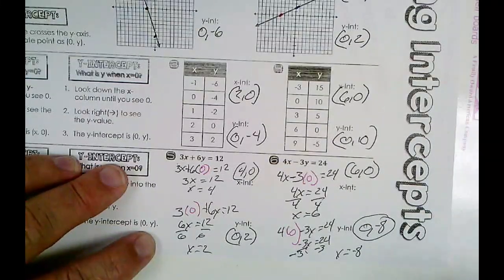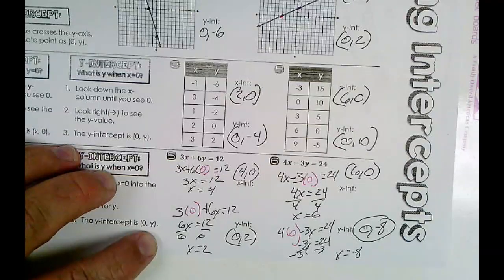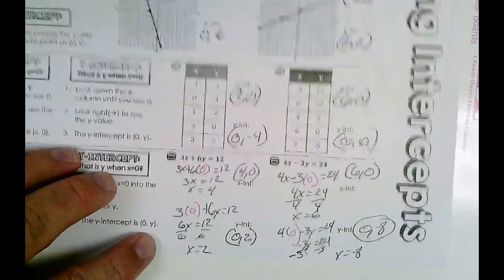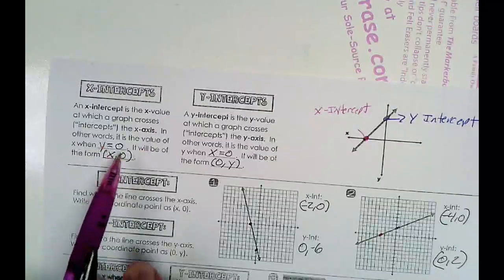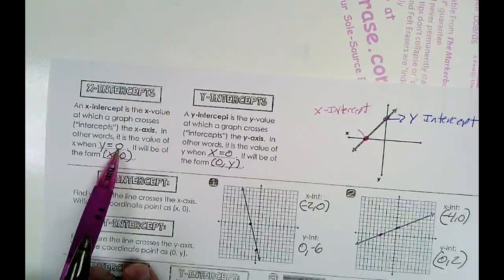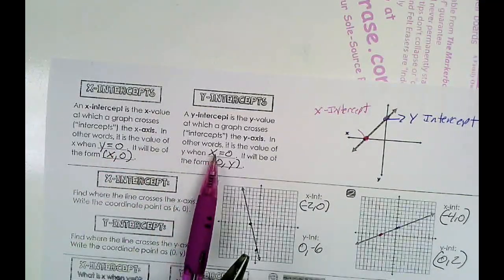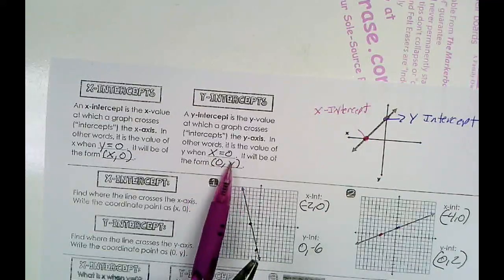Hopefully this helps you find intercepts. To remind you, if you're looking for the x-intercept, the y value needs to be 0. And if you're looking for the y-intercept, the x value has to be 0.